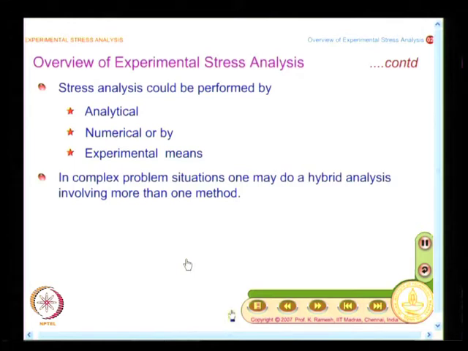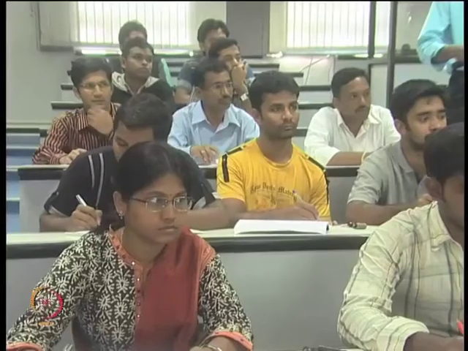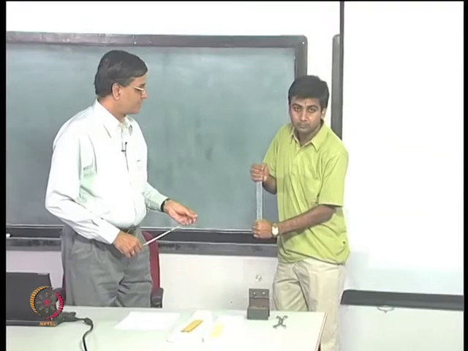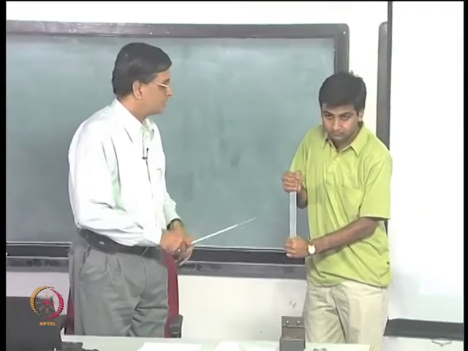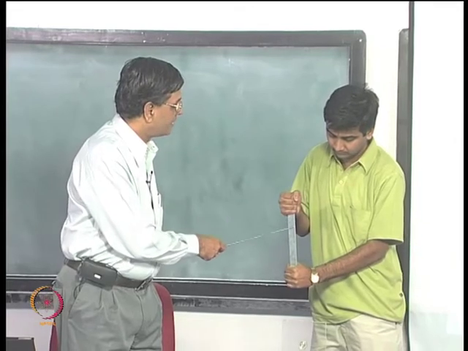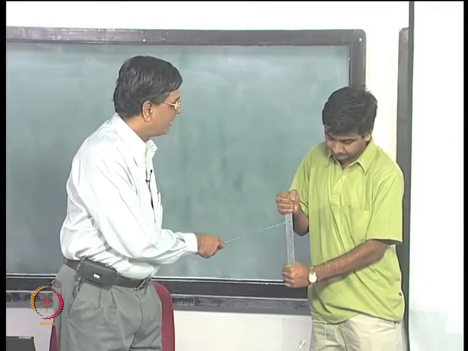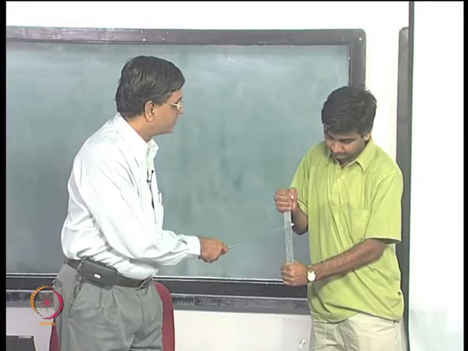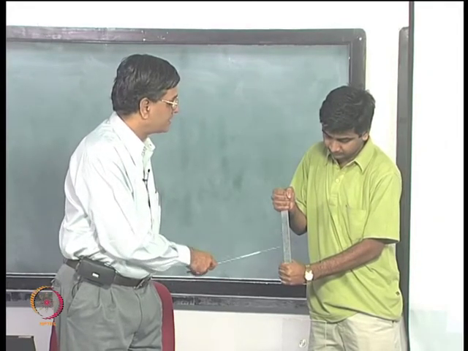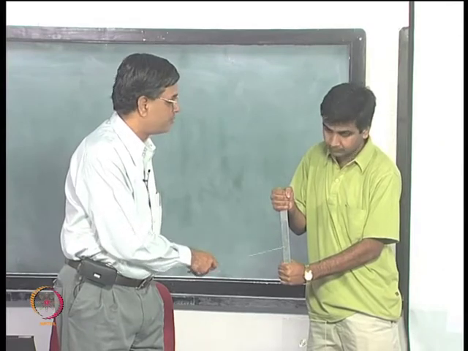For example, can I have one of the students come here and then show this model? One of the simplest problems that is first taken in a course in strength of materials is a slender bar pulled in tension, and in this zone away from the grips, you all know that stress is constant and that is given by P by A.